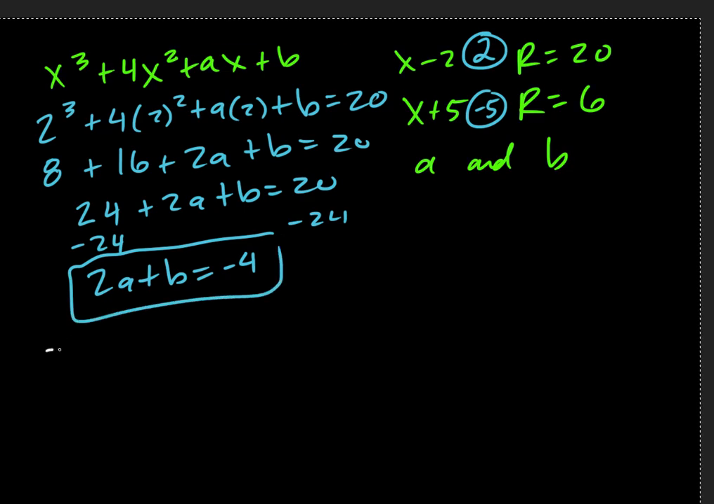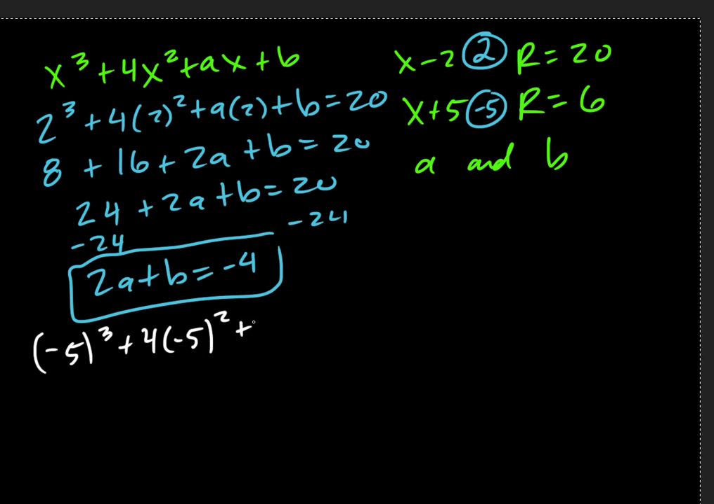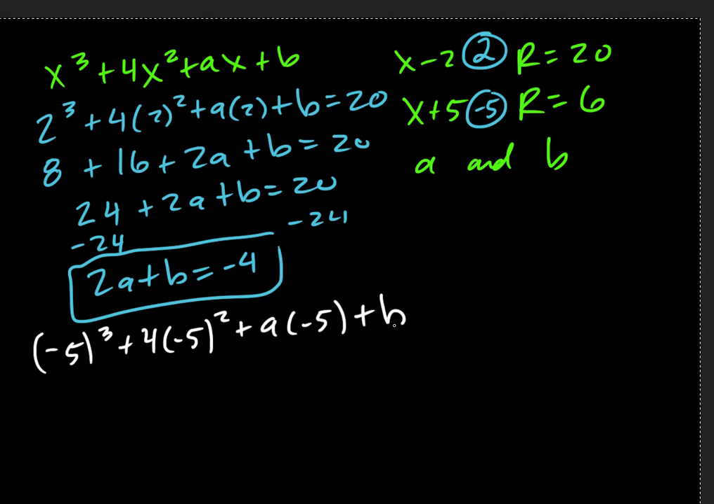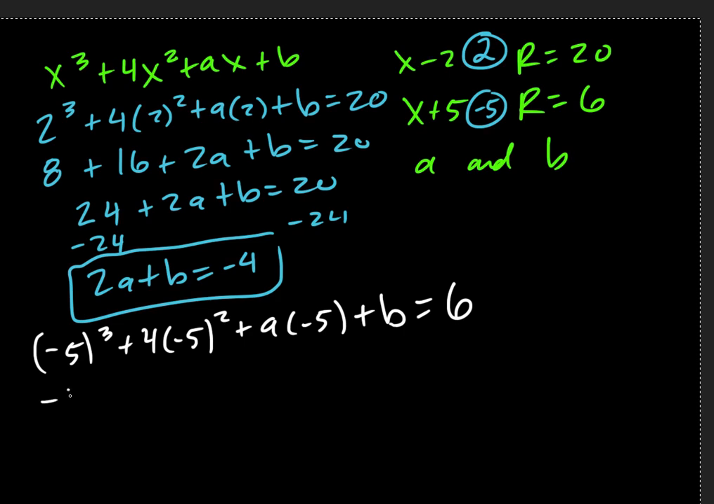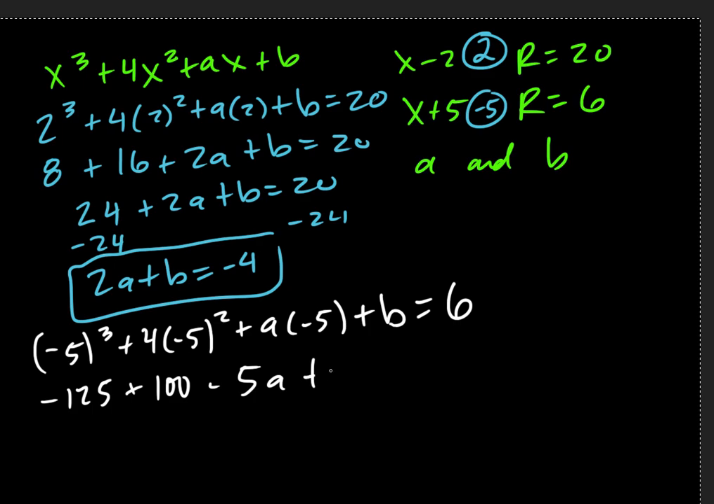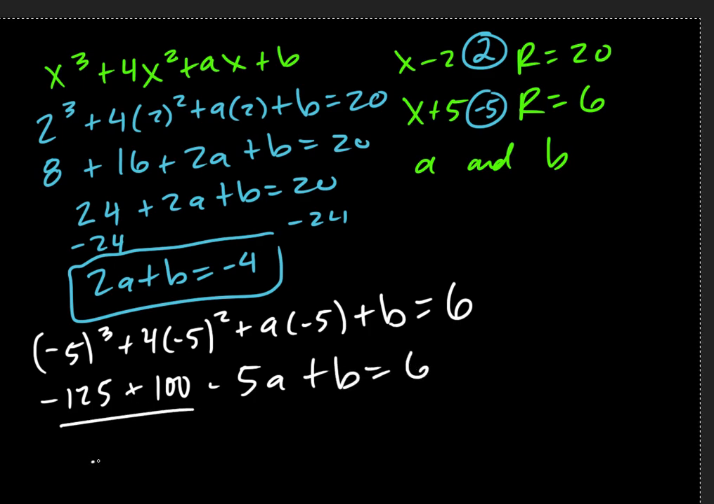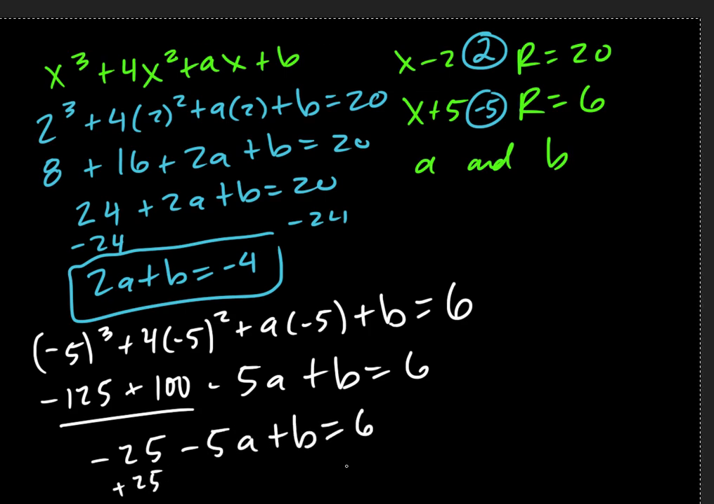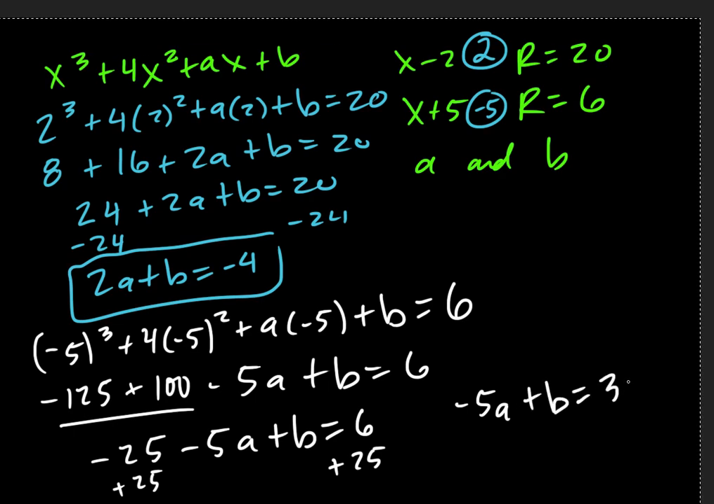Now I'm going to plug in -5. When I plug in -5, I should get a 6. Alright, so this is -125. -5 squared is 25. 25 times 4 is 100. Minus 5a plus b equals 6. Combine those, I get -25. Add 25 to both sides. And we end up with -5a plus b is equal to 31.